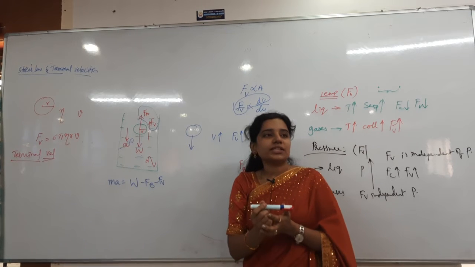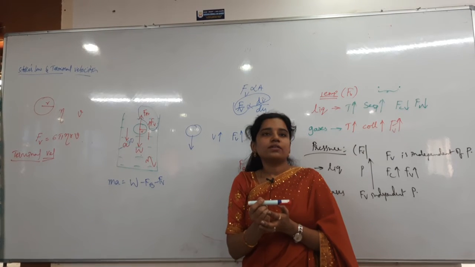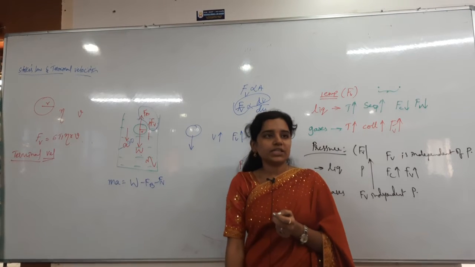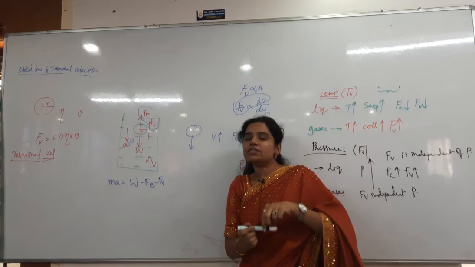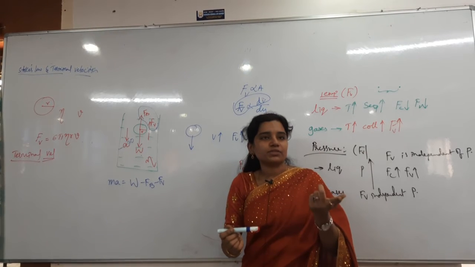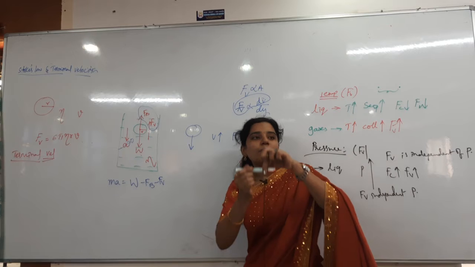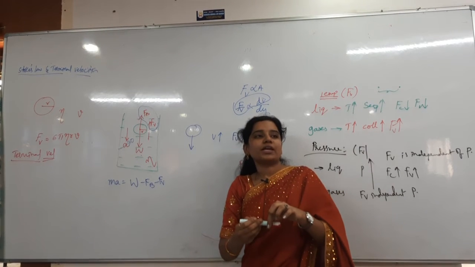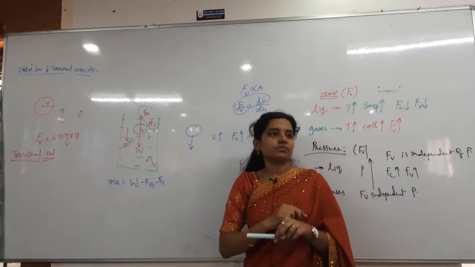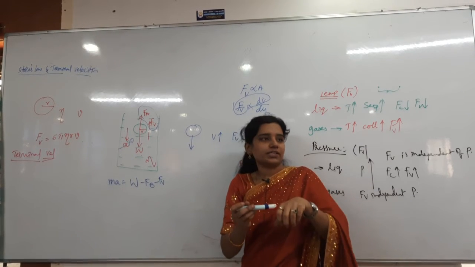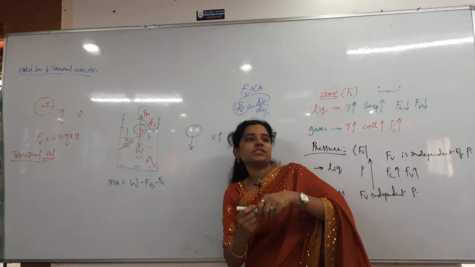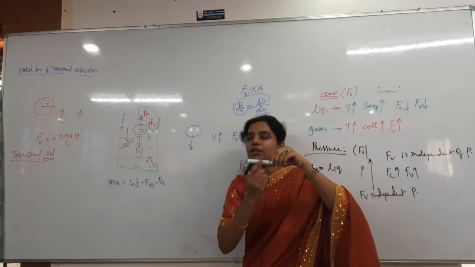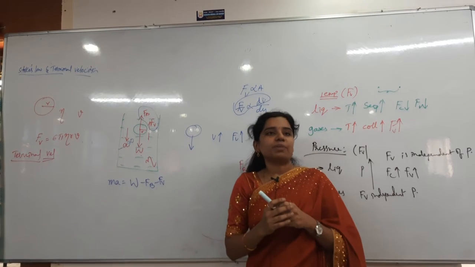How is the viscous force increasing here? Whenever it is moving down, the velocity is increasing. When the velocity increases, automatically the viscous force also increases. But in which direction is the viscous force acting? Upward direction. Mg is acting in which direction? Downward direction. At some point of time, the net force becomes 0, because the viscous force keeps on increasing. Initially it was less. As the velocity increases, the viscous force also increases in the upward direction, and in the downward direction mg is acting. At some point of time, everything will get balanced.